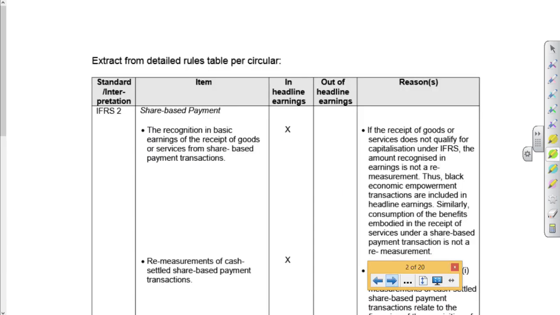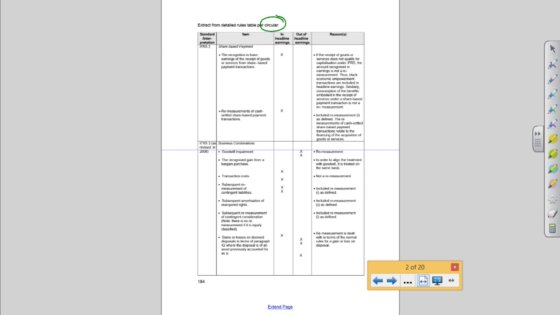The adjustments that we make are in a circular that was issued by SAICA. And what the circular does is it goes through each standard and tells you whether to make the adjustment or not. So the first standard, for example, that it looks at is IFRS 2, which you know nothing about because it's share-based payments. But let me find one that you do know about so that we can see. This is in your study guides, page 184. They've basically put in the circular.